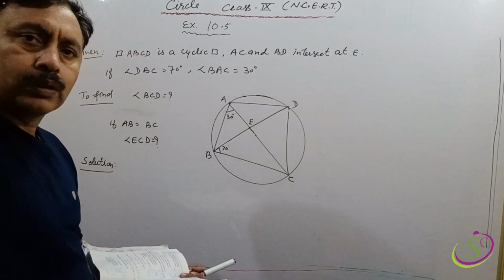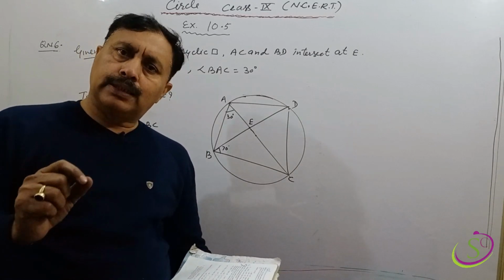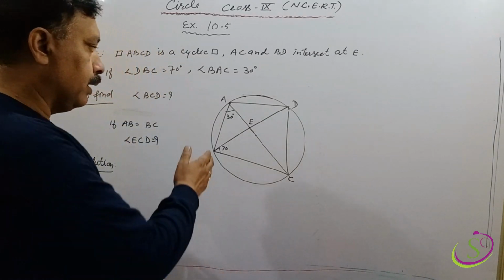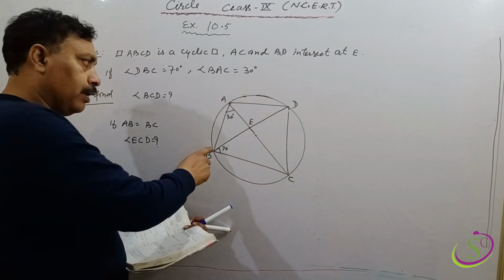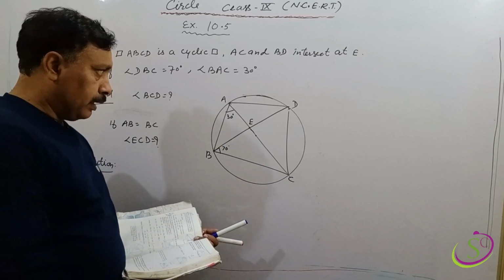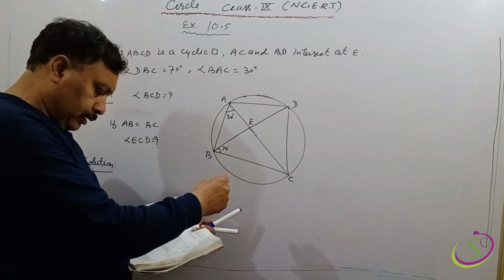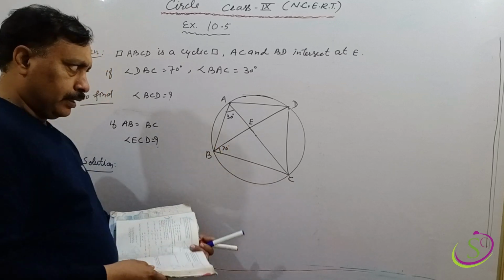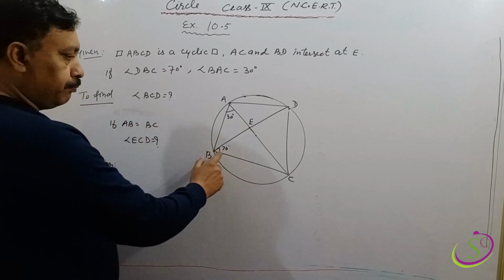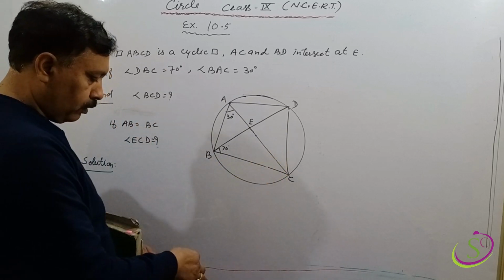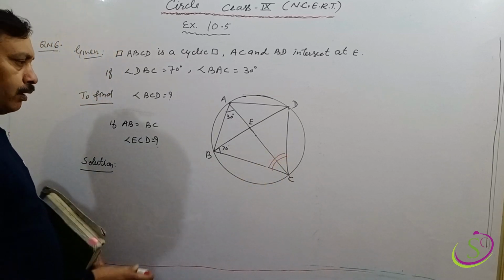Okay, question number 6. In question number 6 it says that ABCD is a cyclic quadrilateral, in which angle BAC is 30 degree given and angle DBC is 70 degree. Clear? And it is asking us what will be the angle BCD. BCD means this angle. What will be the value of this angle? Clear?